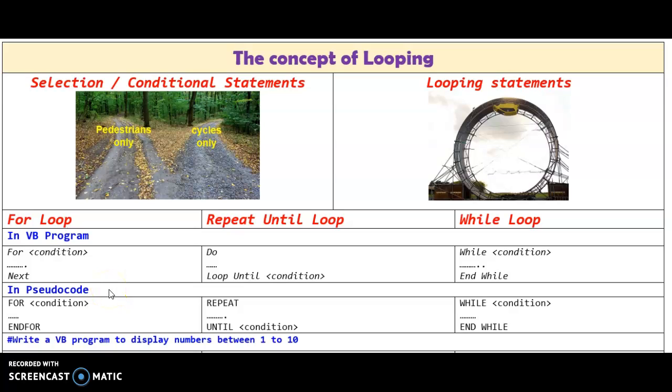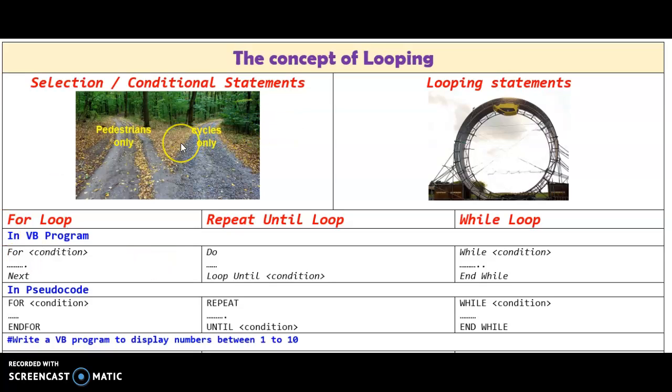Today we are going to learn about the concept of looping in programming as well as pseudocode. We are going to compare how different looping constructs are used in programming or in pseudocode as well. So before entering into that, we should have a clear idea about where we use selection statements and looping statements. You know that in programming or in pseudocode, we have mainly two types of statement. One is selection or condition, and the other one is looping statement.